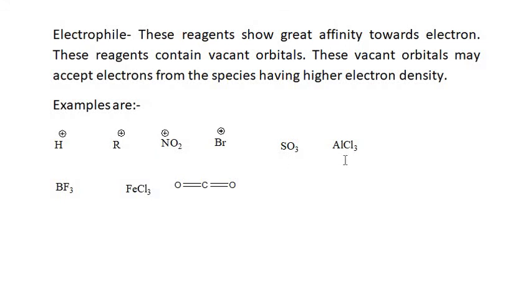Whereas SO3, AlCl3, BF3, FeCl3 and carbon dioxide are neutral species. Even though these species are neutral, they may accept an electron or lone pair of electrons from other species which have higher electron density.